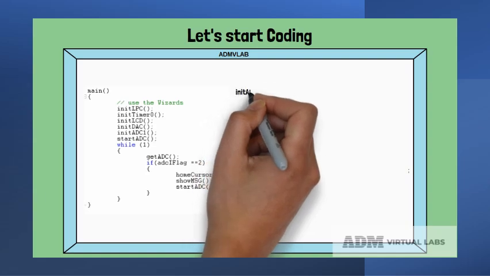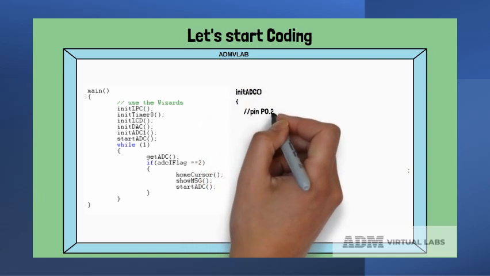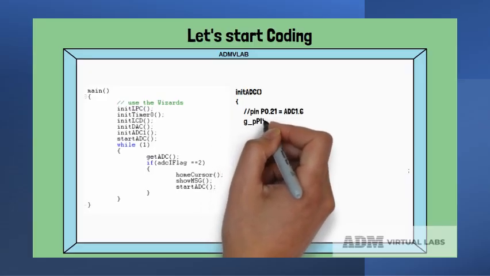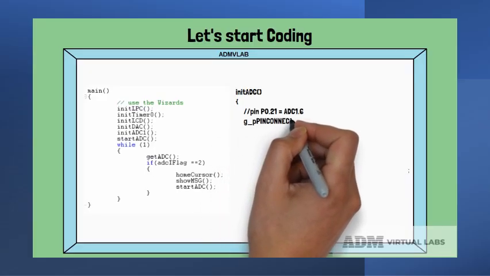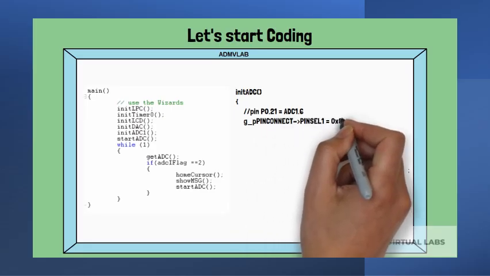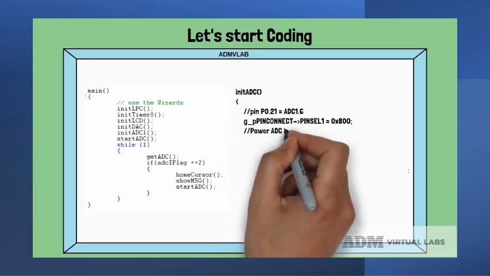In the fifth function call, we configure the multifunction pin P0.21 as analog to digital converter. If pin select 1 bit 10 and 11 are both 0, it behaves as a general purpose I/O pin, but if pin 10 is 0 and pin 11 is 1, then it is configured as analog to digital converter.